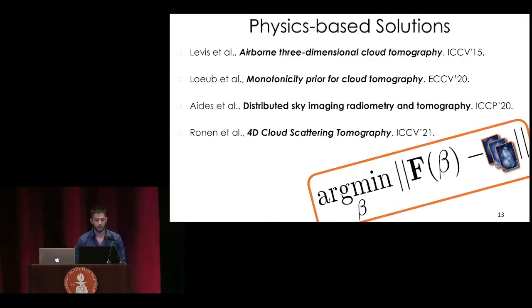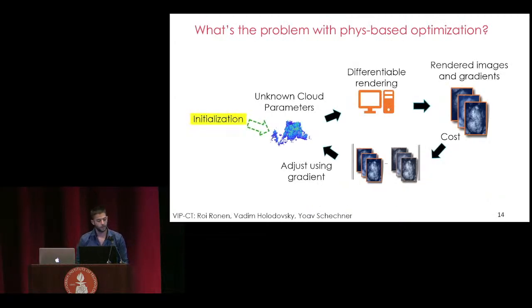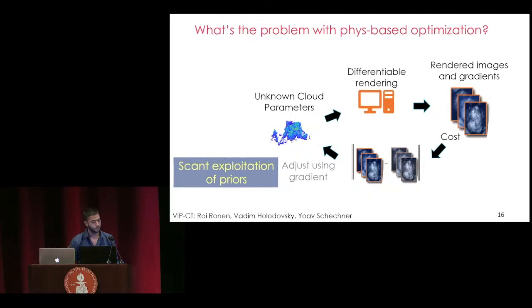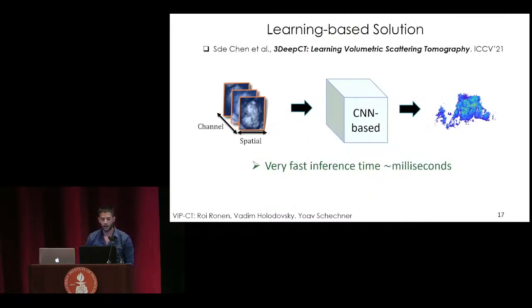Prior art on cloud scattering CT mainly relies on iterated gradient-based optimization. Due to the nonlinearity of the problem, physics-based methods are highly sensitive to initialization, while gradient computations are slow, making the approach unscalable. Moreover, they do not exploit rich knowledge of cloud structure, which can be learned. So, a learning-based solution named 3DeepCT was introduced last year. It is based on a simple convolutional neural network, hence operates really fast.